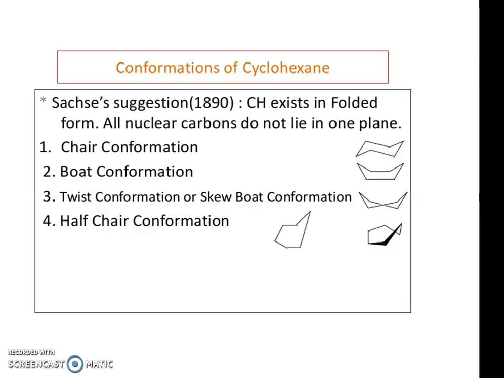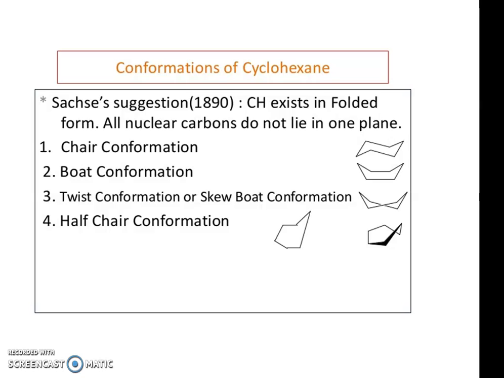Sachse's suggestion. Sachse was a scientist in 1890. He was able to describe the structure of cyclohexane. That is, cyclohexane exists in a folded form and all the ring carbons do not lie in one plane. According to him, all the ring carbons do not lie in one plane.